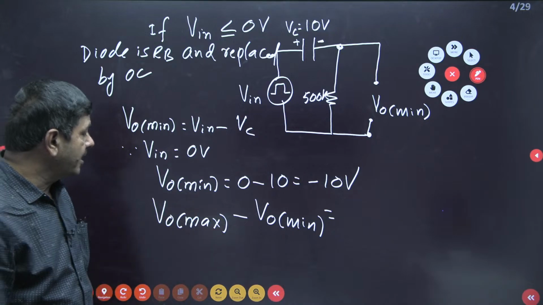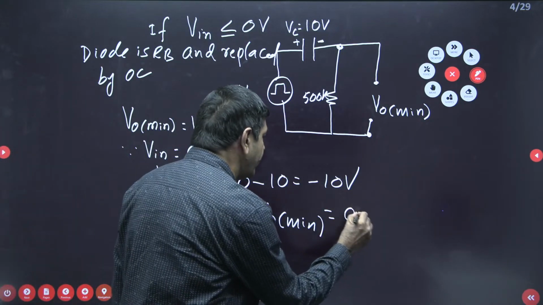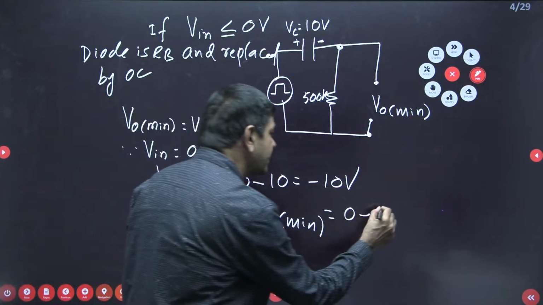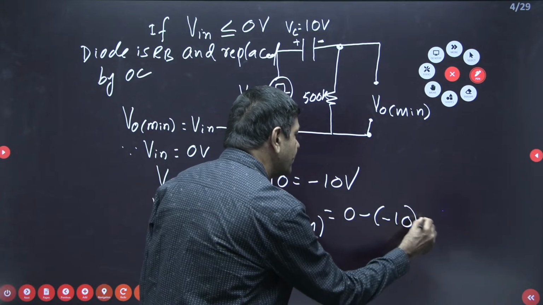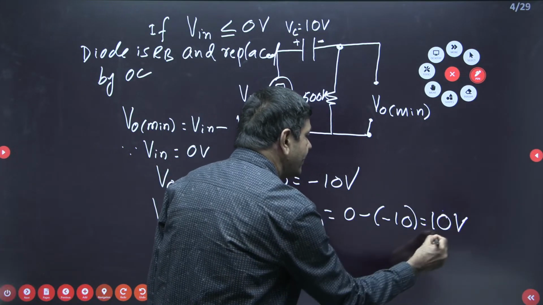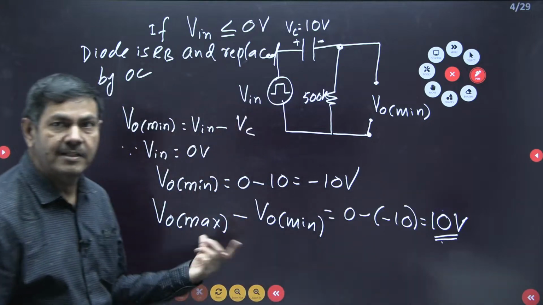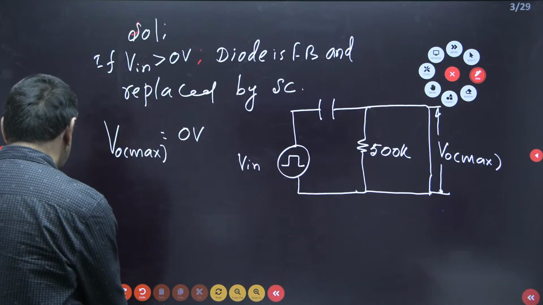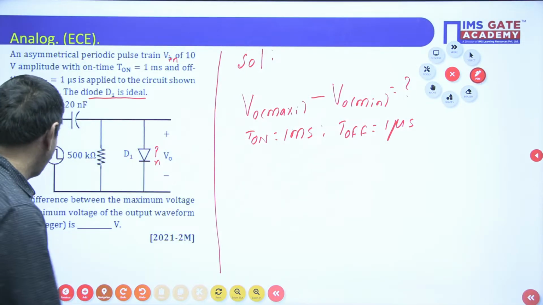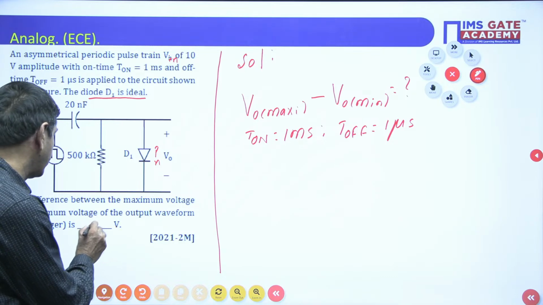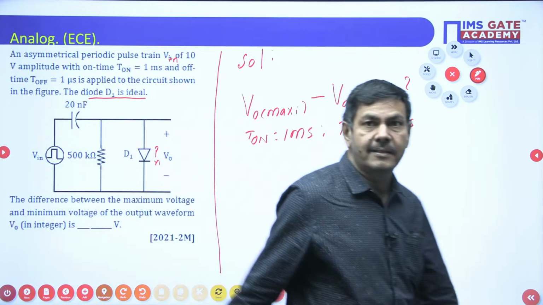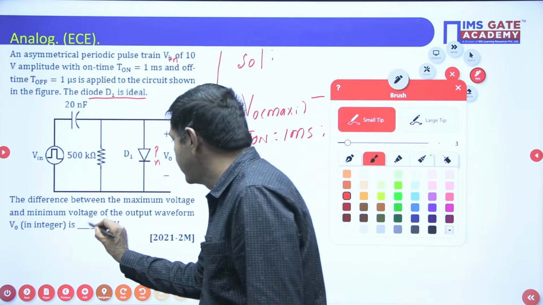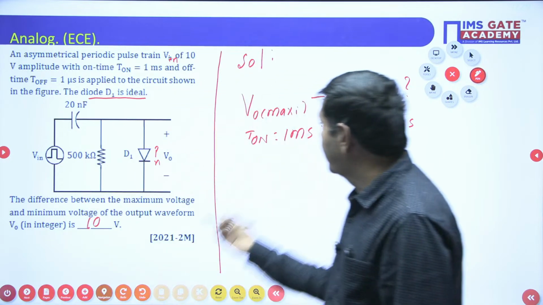V0 maximum we got as 0 voltage, minus V0 minimum, which is minus 10 voltage. I can put this minus 10 here as it is. Finally, this voltage will be 10 voltage. The answer is 10 voltage. The difference of that voltage is nothing but 10 voltage. Understand now, this is the answer for this question. So finally the difference of the voltage is 10 voltage. This is 10 volts. This is the final answer.